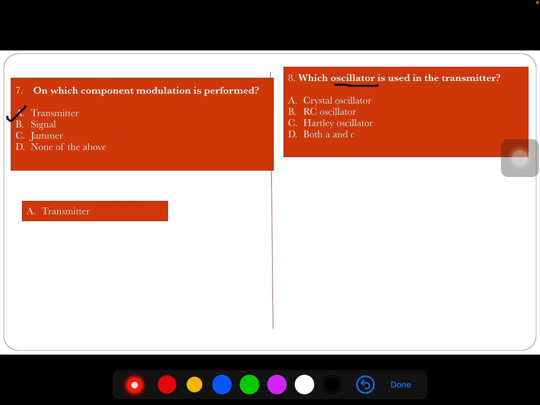So keeping this concept in mind, the oscillator that is used to generate the carrier in the transmitter for the purpose of modulation is the crystal oscillator. So the correct option is A.